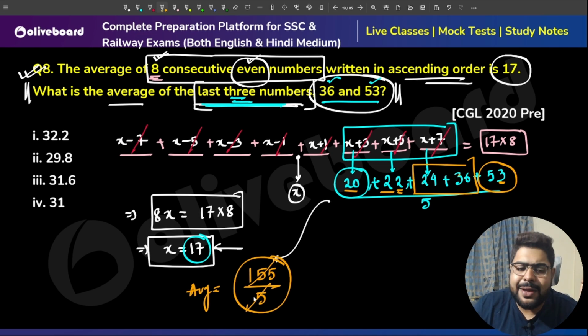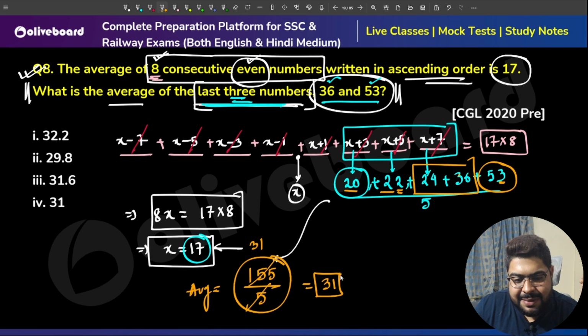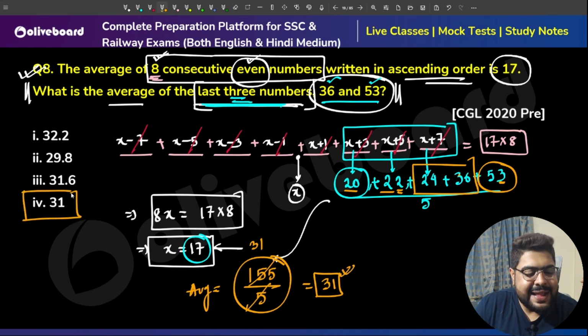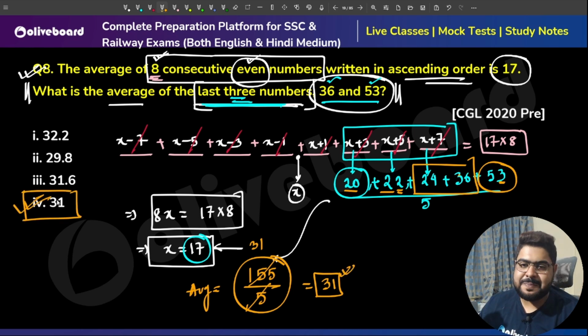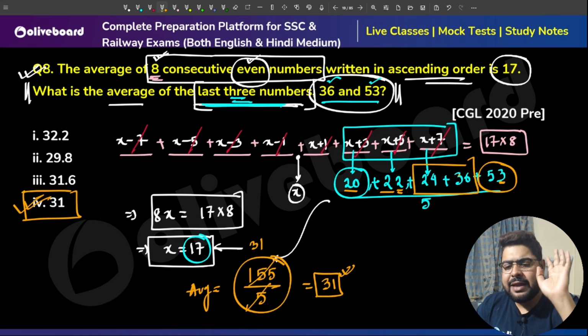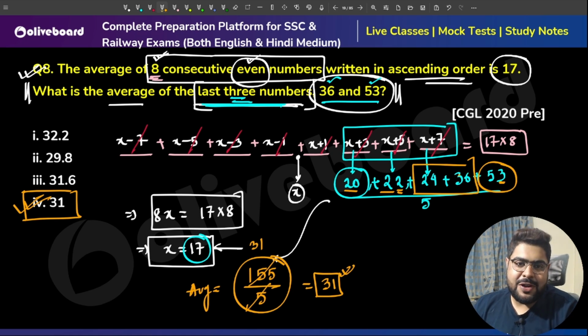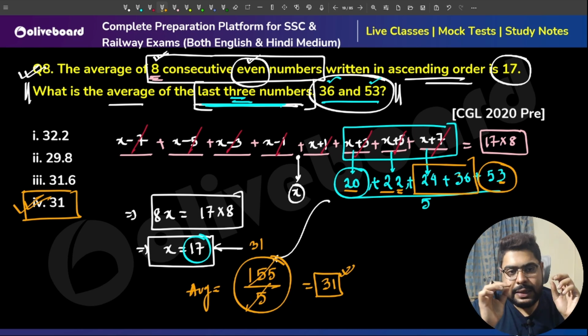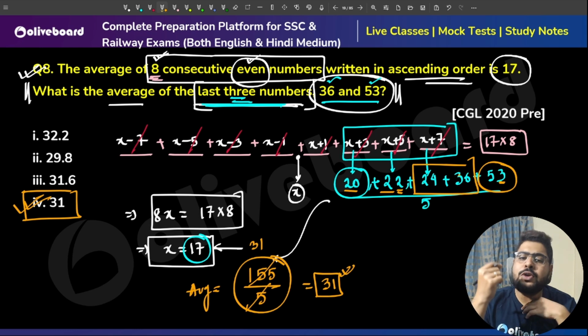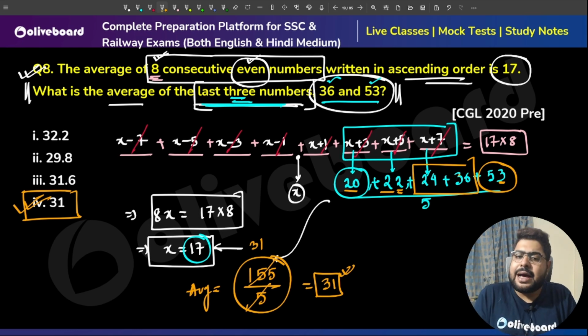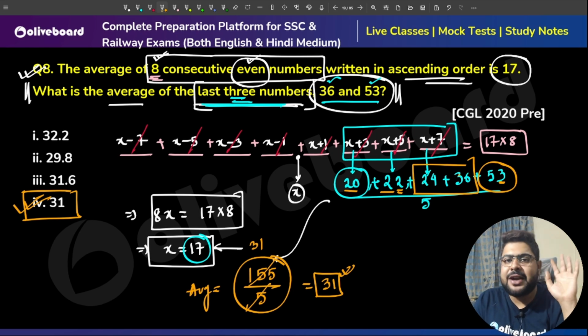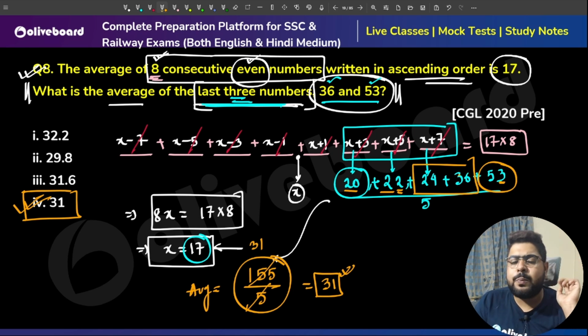So the average is coming out as 5 3s are 15, 5 1s are 1. So the average is coming out as 31, which is nothing but your option number 4. Again, very simple questions. This is nowhere near difficult. But again, I'm just showing you, this is also an approach. This is how you should think whenever you see a question like this. This is the most optimum way of thinking.